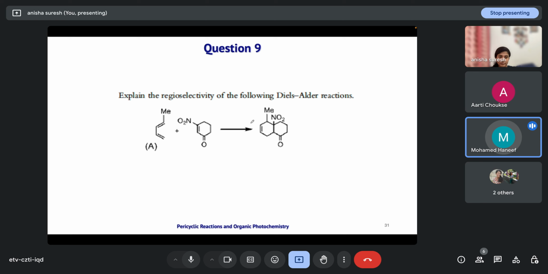In the dienophile, we have a double bond or carbonyl, that case of electron withdrawing groups. Regioselectivity will be dictated by the presence of electron withdrawing groups in the case of the dienophile and electron donating groups in the case of the diene, right? But there is also a possibility in the case of carbonyl also. Considering the nitro group and this carbonyl, the nitro group will be dictating the regiochemistry as it is more electron withdrawing in nature compared to the carbonyl.